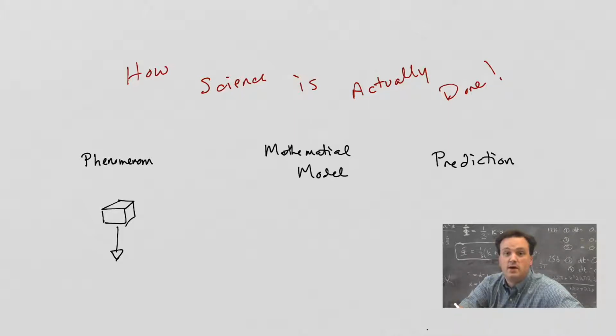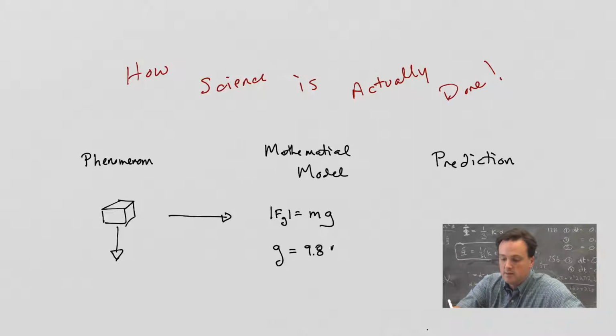Once we've discovered that phenomenon, we then want to be able to describe it with a mathematical model. And you spent most of first semester physics describing how things move in a uniform gravitational field, and so you know that our mathematical model that describes this is that the magnitude of the gravitational force experienced by the box is proportional to its mass, where the constant of proportionality is g, equal to 9.8 meters per second squared. And the beautiful thing about this mathematical model is that once we've written it down, it now describes every box, not just the box that I started with.